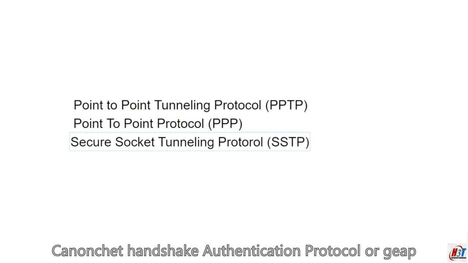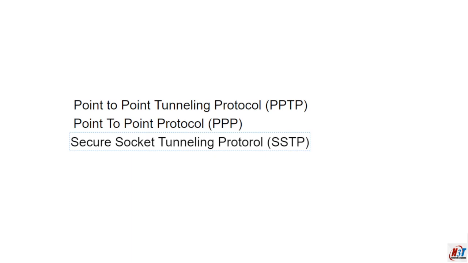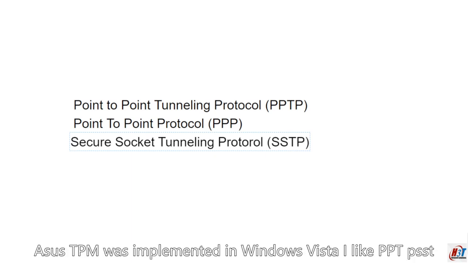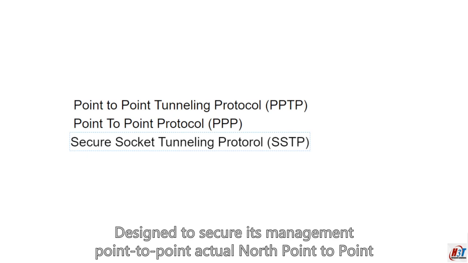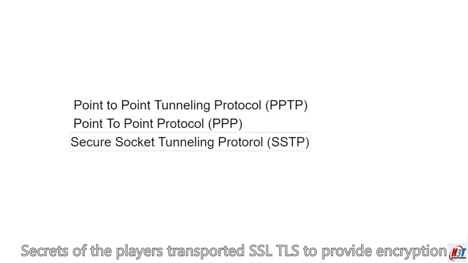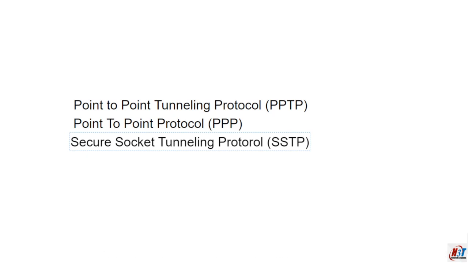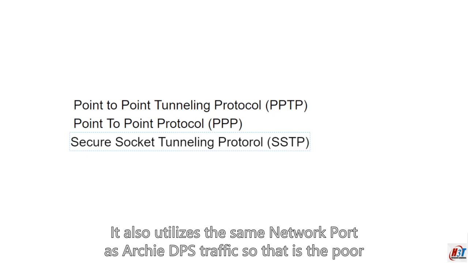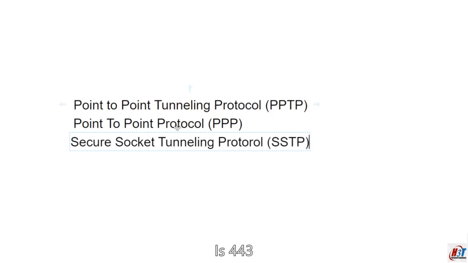SSTP was implemented in Windows Vista. Like PPTP, SSTP was designed to securely transmit point-to-point protocol traffic. However, SSTP uses secure socket layer and transport layer security, SSL/TLS, to provide encryption. It also utilizes the same network port as HTTPS traffic, which is port 443.